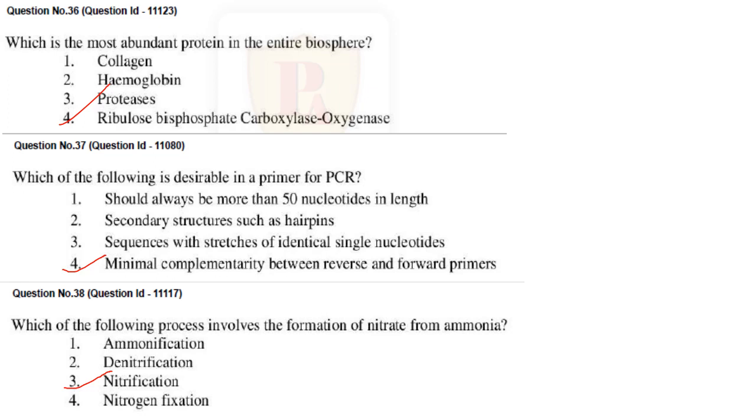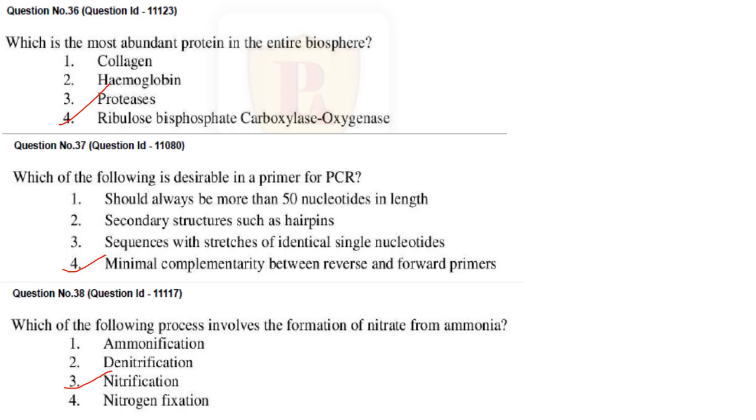Sequences with stretches of identical single nucleotides: there shouldn't be sequences with stretches of identical single nucleotides. Then minimal complementarity between reverse and forward primers. That is desirable for PCR primers, because if complementarity between forward and reverse primer is not there, then primer dimer will not be formed and the primers will bind to the target DNA. So the answer here is option 4.